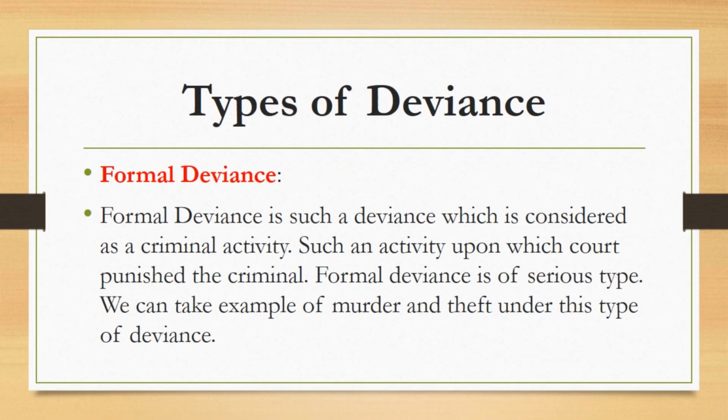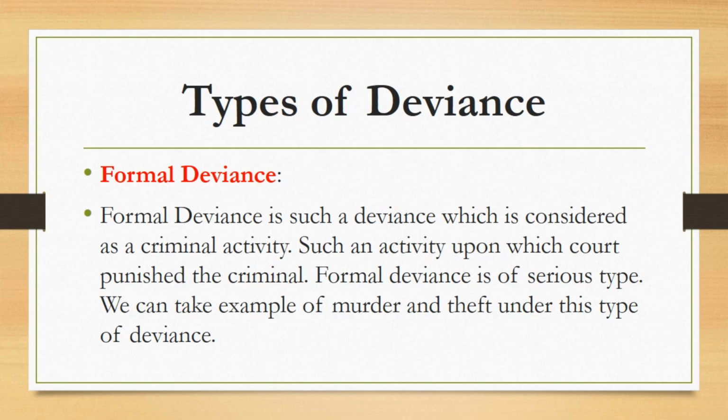Keep in mind that there are two types of deviance. One is formal deviance and the other is informal deviance. First, formal deviance. Formal deviance is a deviance which is considered a criminal activity, such an activity for which the court punishes the criminal. Formal deviance is of a serious type. We can take the example of murder and theft under this type of deviance.